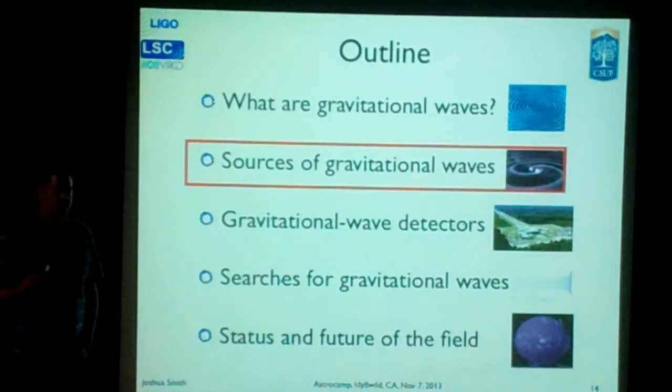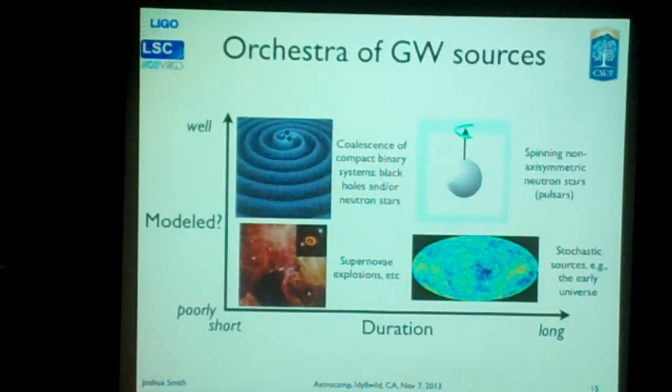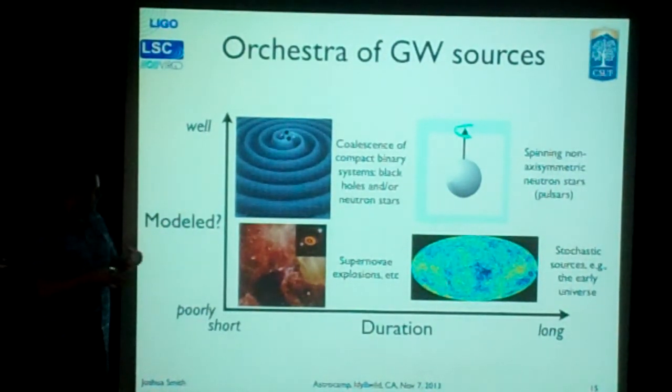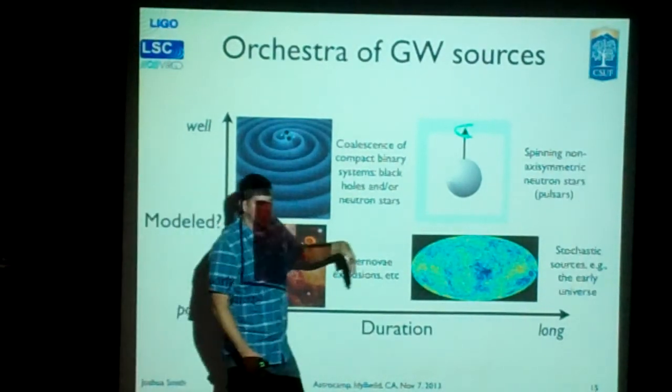So what are some sources of gravitational waves? Why is this astronomy? It turns out there's a sort of orchestra of gravitational waves. I say this because gravitational waves are signals that we would measure in the audio band. So a lot of them, you could put them through speakers and they'd have a noise associated with them, even though what they're really causing is something different. And I've shown them here by whether we can model them well or poorly, and whether we can write down what they should be doing, and whether they have short or long duration signals.